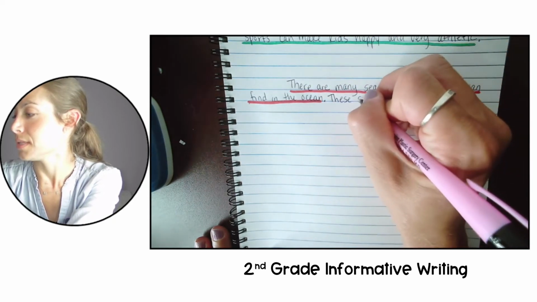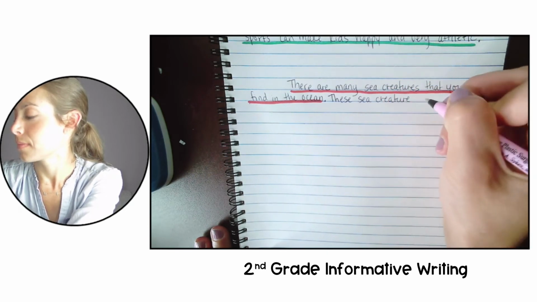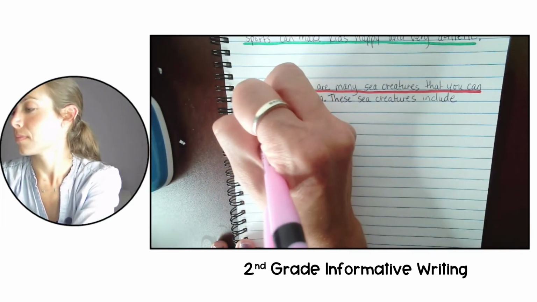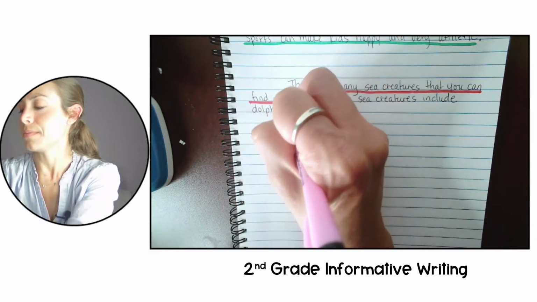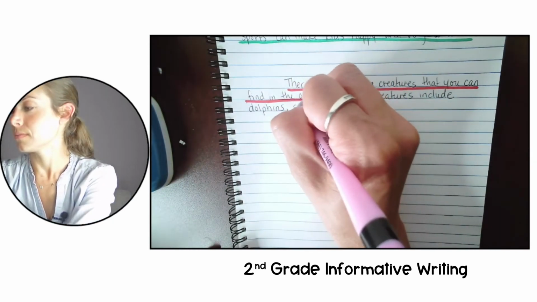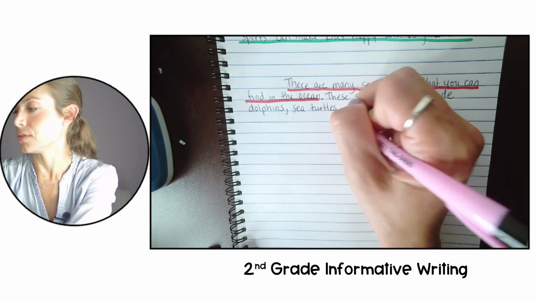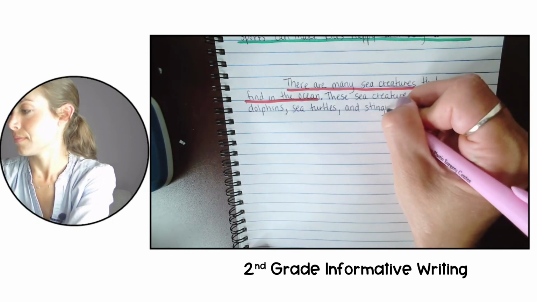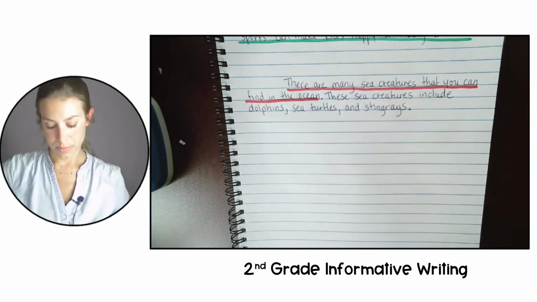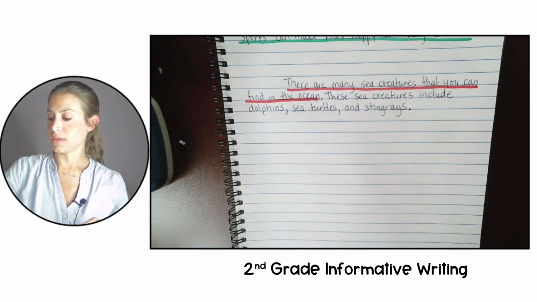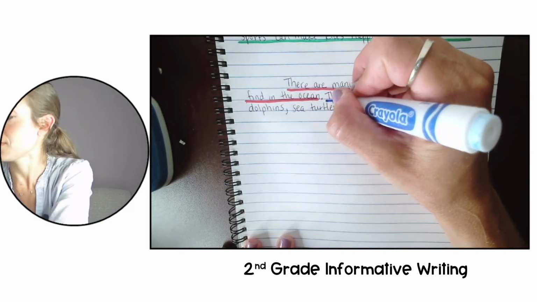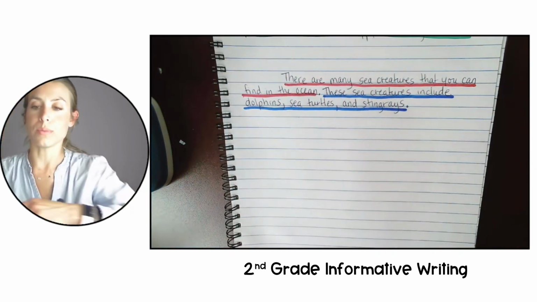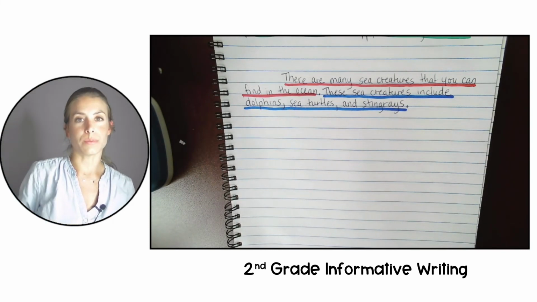These sea creatures include dolphins, that's our T1, sea turtles, that's our T2, and stingrays, that's our T3. Perfect. We have our second component in our conclusion paragraph. We're going to underline it in blue. We see 2 colors, therefore we have 2 components. We need 1 more to finish up our C paragraph.